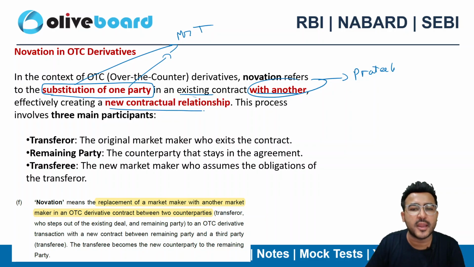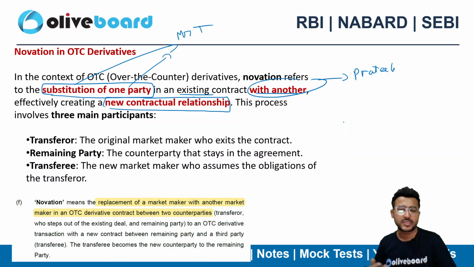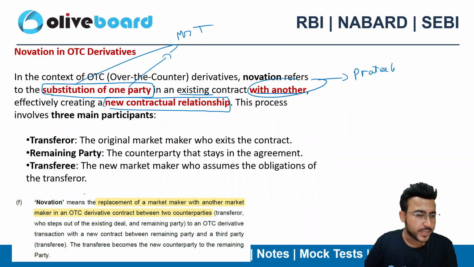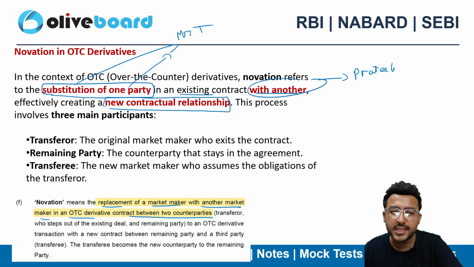Creating a new contractual relationship. So don't you think that this is a new contractual relationship between me and Mr. RP? Okay. We can see here novation means a replacement of the market maker with another market maker in the OTC derivative contract between two counterparties. Sir, why can it only happen in the OTC market?